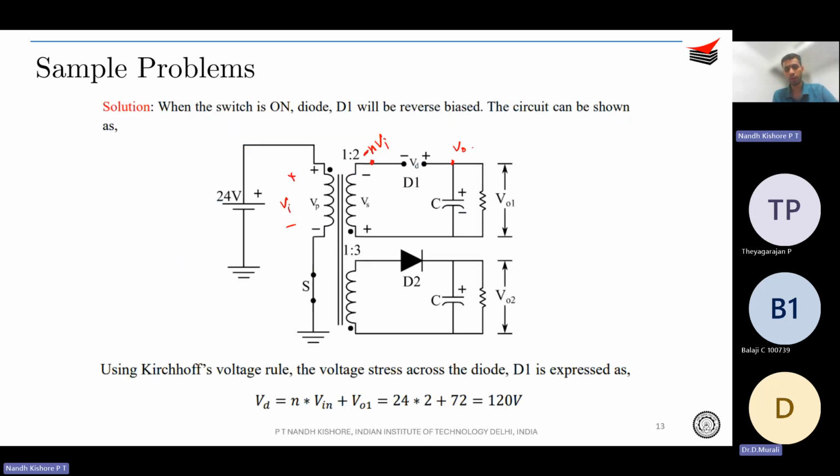So you already know what is Vn, you know what is N, and V01 is also given. V01 was also calculated in one of the previous problems. So in this problem, we calculated what is VO1, what is VO2. Then we calculated what is the voltage across the device Q, and we calculated what is the voltage across the diode. Okay, so all these four were calculated in the past 3 questions.